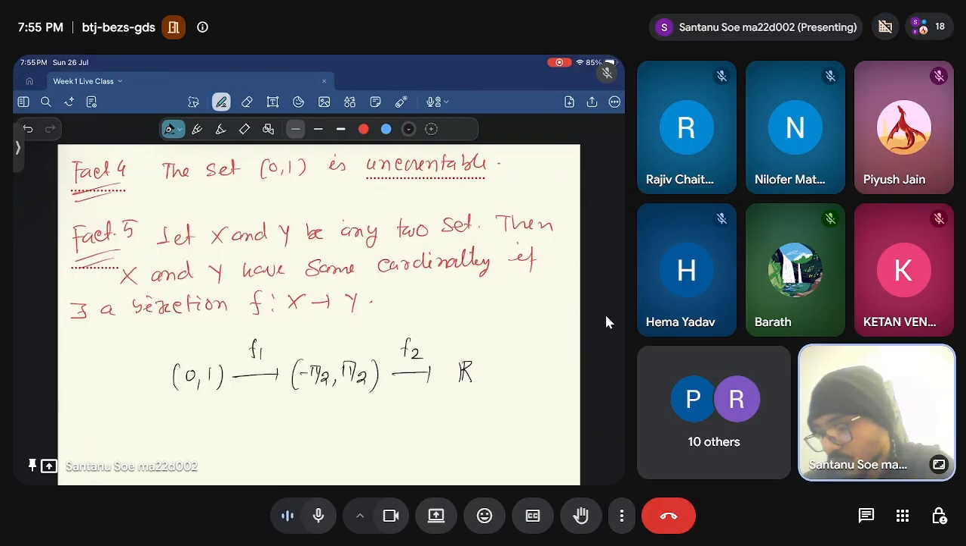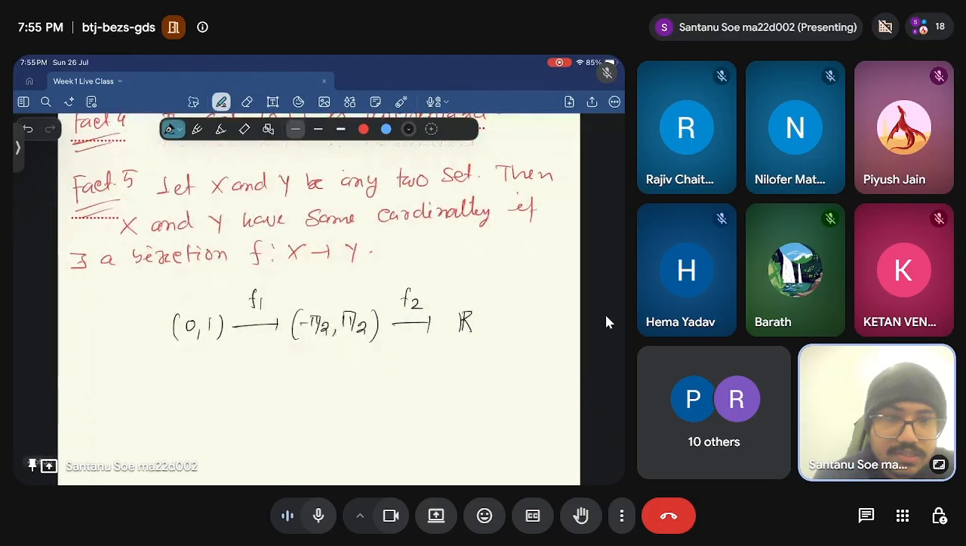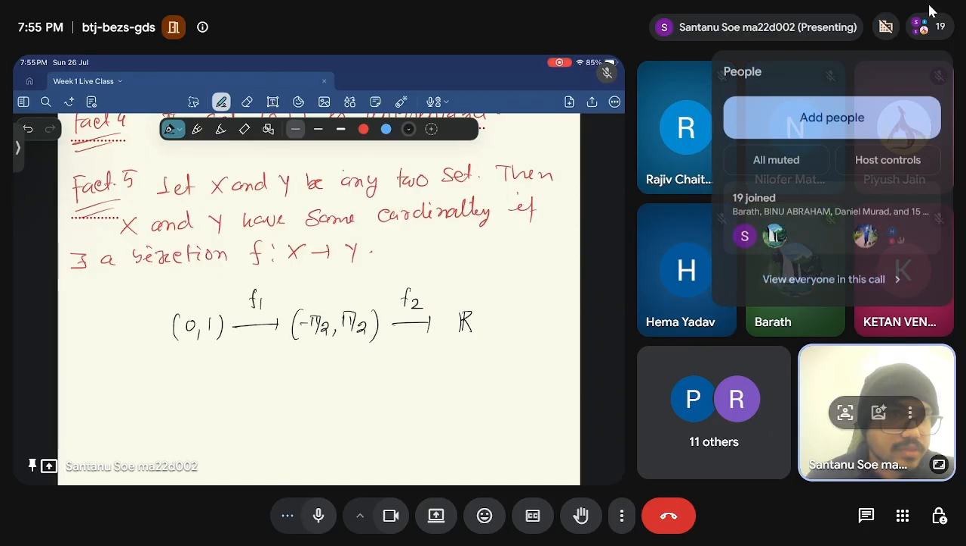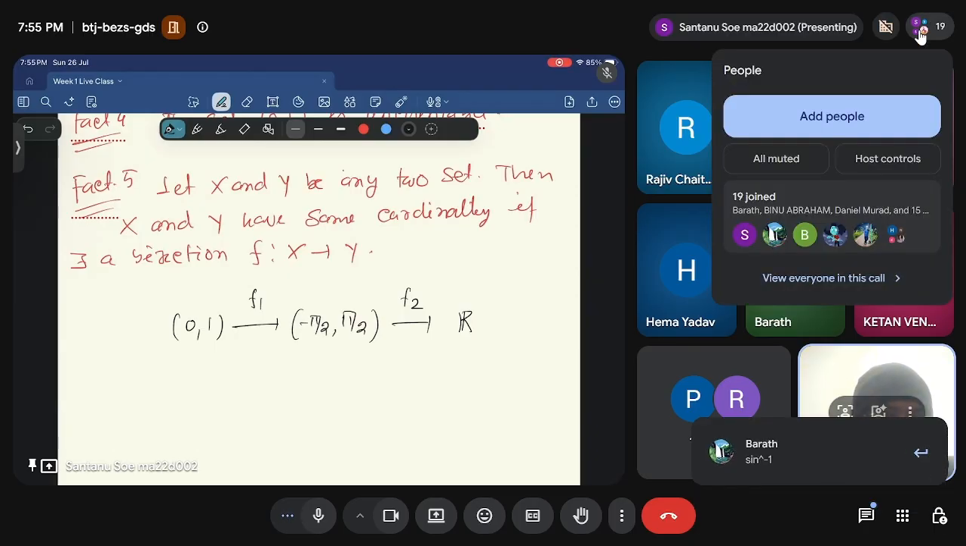Does anyone know, or can you help me out here, to find a bijection f1 and f2? Anyone? If you know something, you can interact with me. Otherwise, the class will feel boring, right? This is an interactive session.